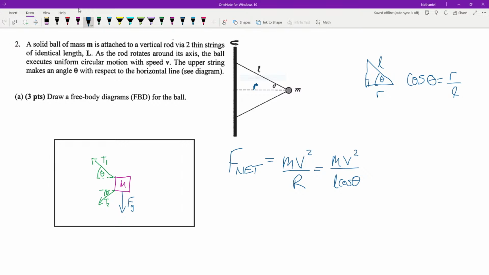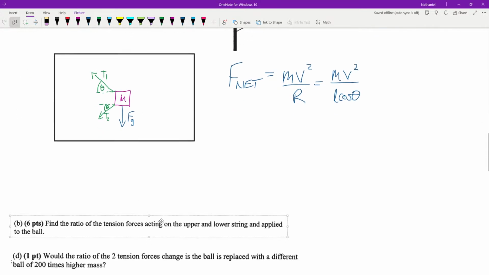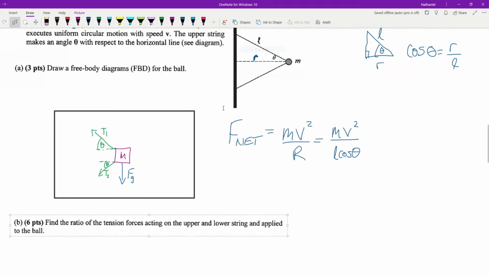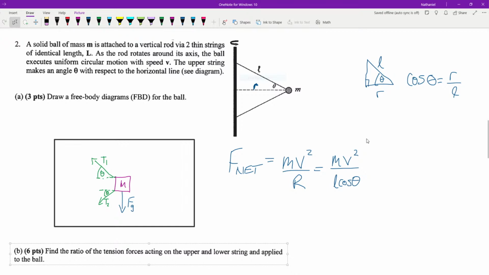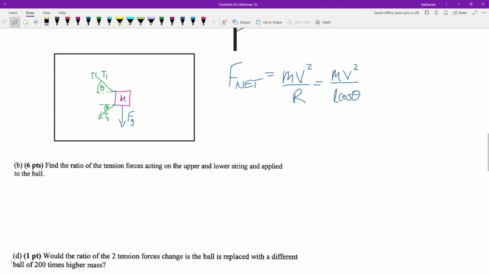Okay, so then, well, wait. Did we draw a free body diagram? Yes, we did. I'm now maybe just getting ahead of myself, but I'm assuming we're going to have to do some forces about this stuff. So find the ratio of the tension. Okay, sure. The tension forces act upon the upper and lower string and applied to the ball. Find the ratio of the tensions. Okay. So ratio of tensions.